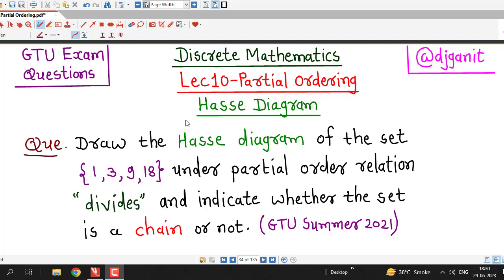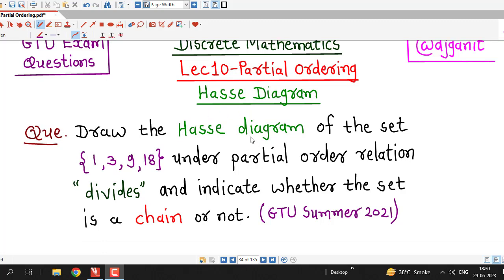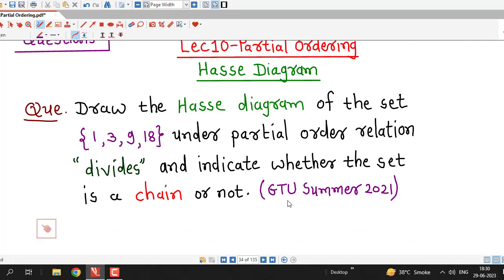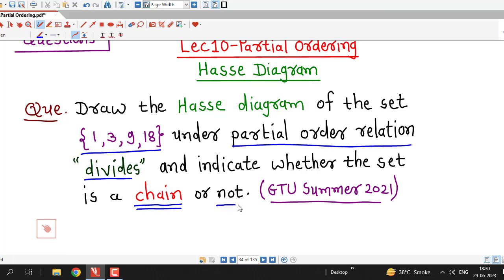In this lecture we are going to discuss one question on Hasse diagram which was asked in the GTU Summer 2021 exam. First we understand what this question is. Draw the Hasse diagram of the set having 4 elements 1, 3, 9 and 18 under the partial order relation divides, and indicate whether the set is a chain or not.